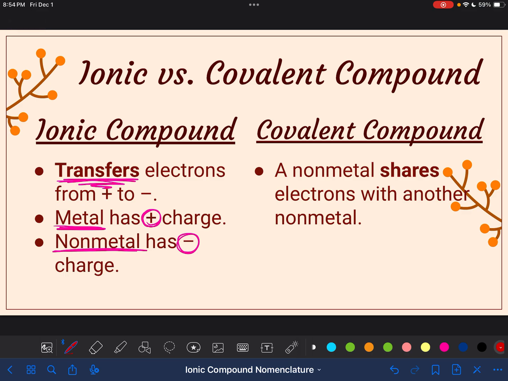Now, on the other hand, covalent compounds. These are basically a nonmetal sharing electrons with another nonmetal. So it's very important you know the difference between ionic and covalent, even though we're going to talk more about ionic compounds for this unit. Make sure you have this down before I move to the next slide. Okay.